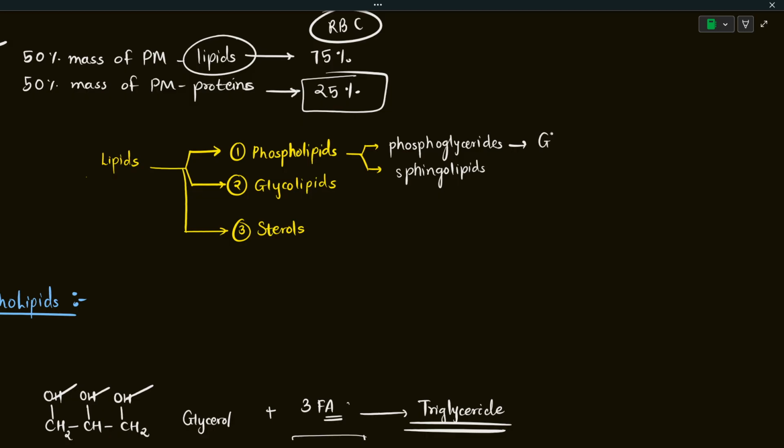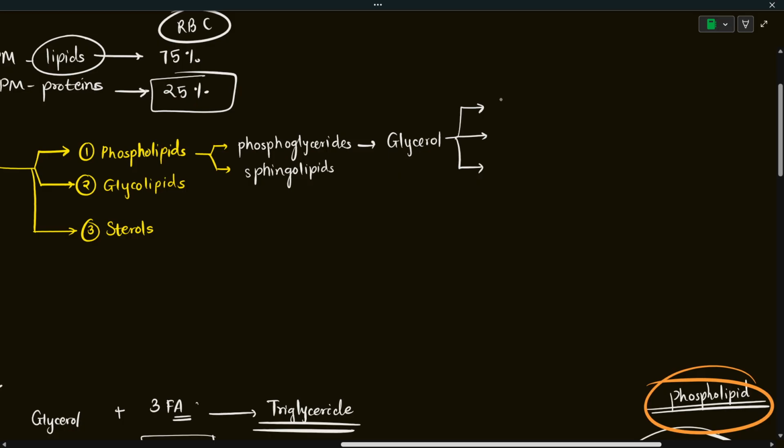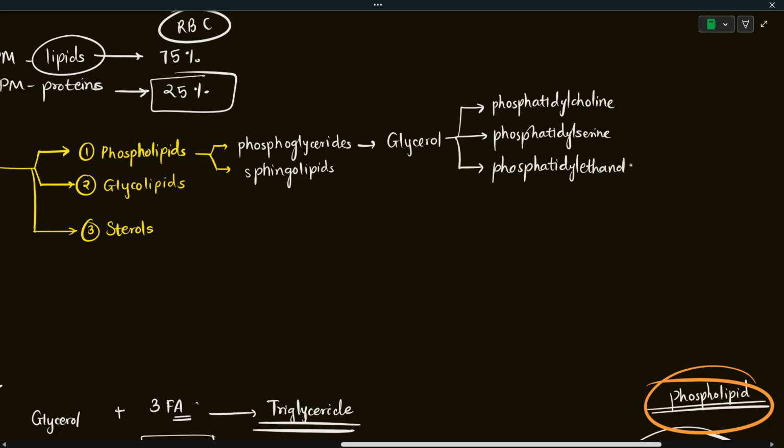the phosphoglycerides, which have glycerol as backbone. Okay, so we saw depending on which kind of OH moiety has been added to this phosphoglyceride, they are again of three different types: phosphatidylcholine, phosphatidylserine, and phosphatidylethanolamine. Okay, then the sphingolipids, instead of glycerol, they have sphingosine as their backbone. So let's have a look at the sphingosine molecule.